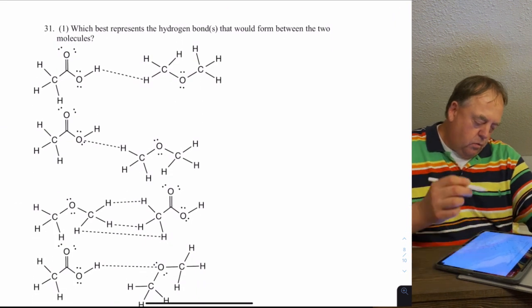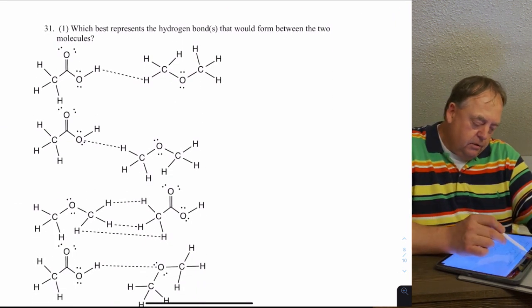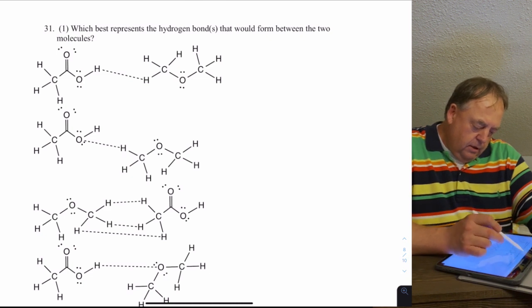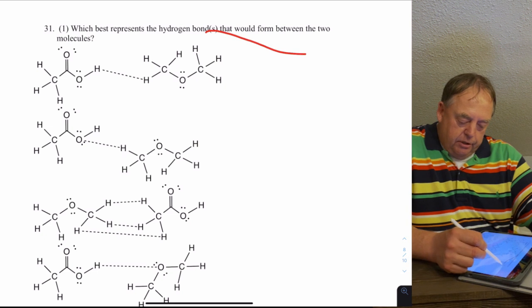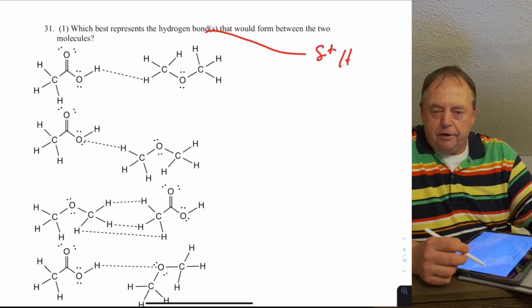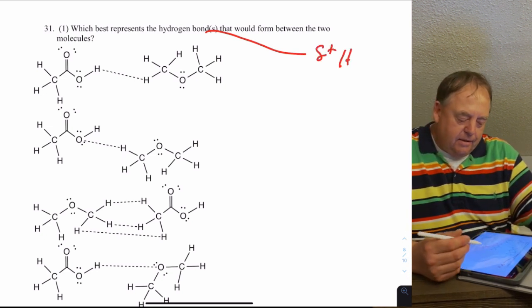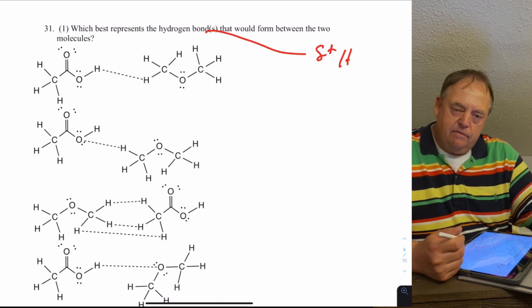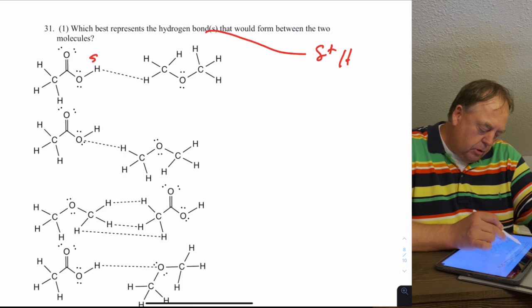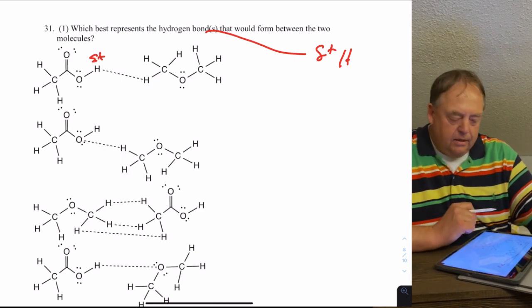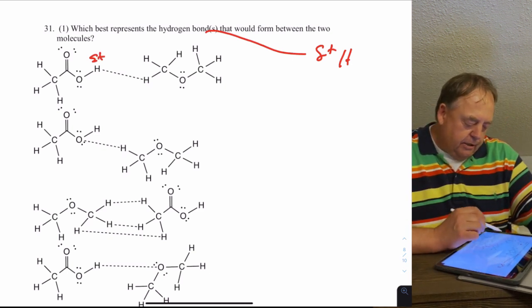Okay, so 31, which can make hydrogen bonds? To make a hydrogen bond, you need 2 things, right? You need a partial positive hydrogen. How do you get a partial positive hydrogen? It'd be attached to a very electronegative atom. So if you compare the 2 molecules, the only hydrogen that is partial positive is that one right there. So that's the hydrogen that can make a hydrogen bond.